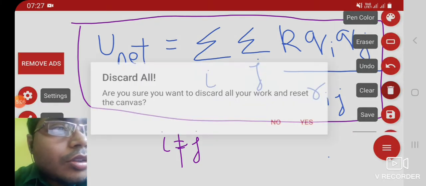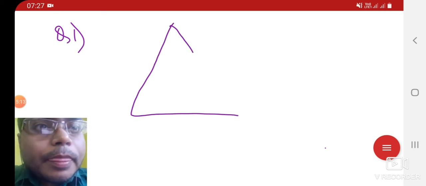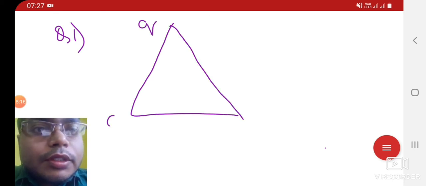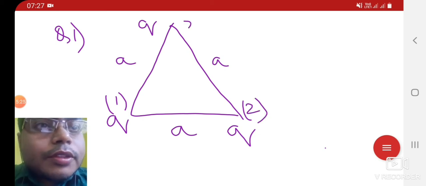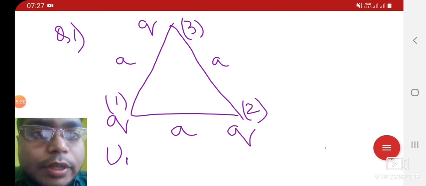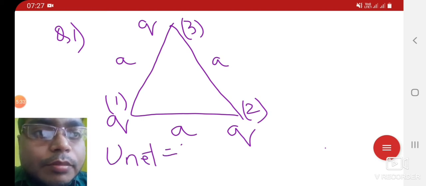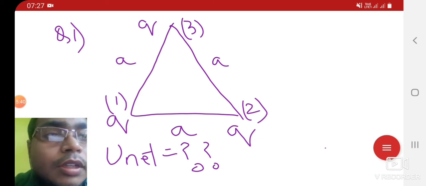Let us try to solve one or two numericals based on this concept. The first question is, there is a triangle given and there are three charges present at the vertices. This is an equilateral triangle. Say this one is denoted by 1, this one by 2, and this one by 3. What is the net electrostatic potential energy of the system? This is the question given; you have to find the net electrostatic potential energy.